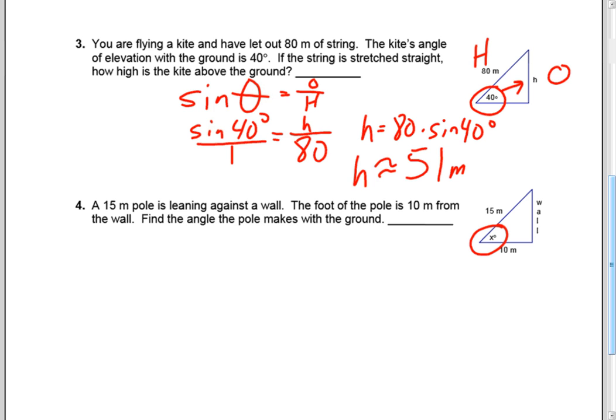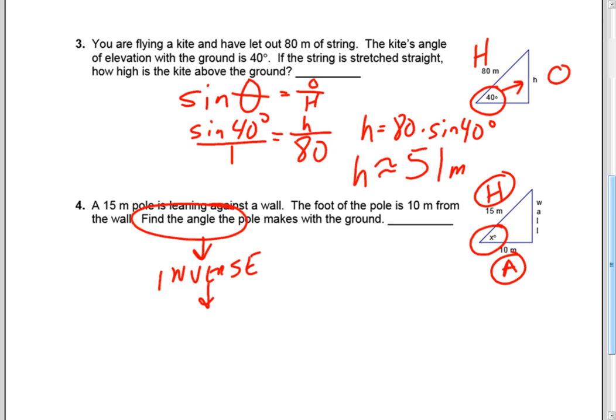So label. What is the 15? H. Big H for hypotenuse. What is the 10? That's close to the angle, so we call that adjacent. What are mathematicians calling A over H? Cosine, but since we are looking for an angle, I want inverse, which means I want cosine inverse A over H. I plug that in, I'm going to get my angle.